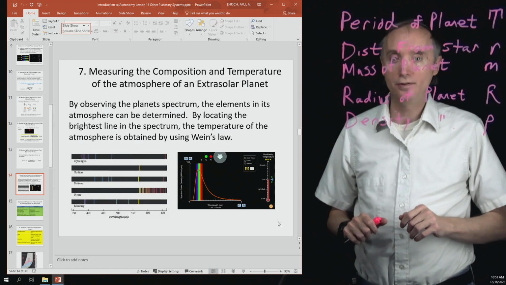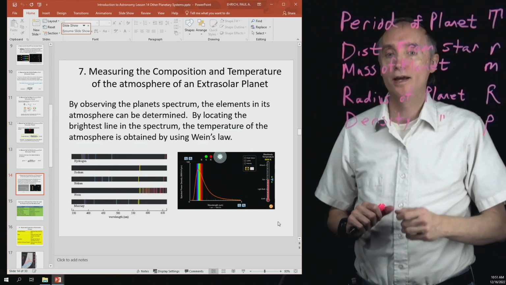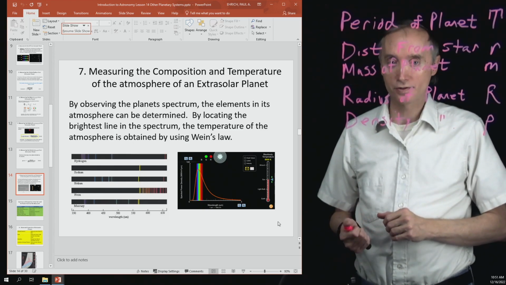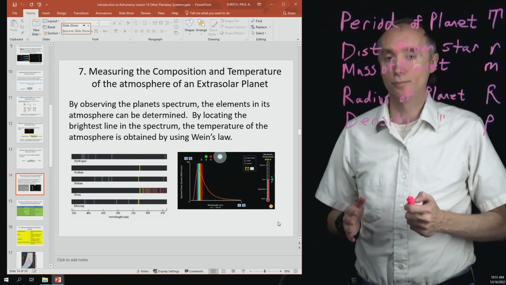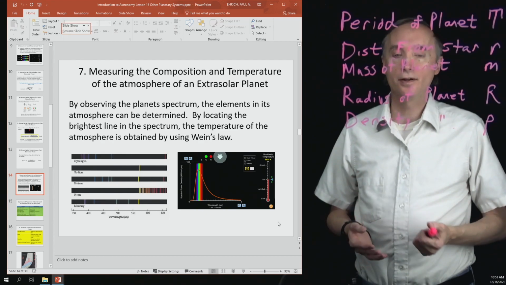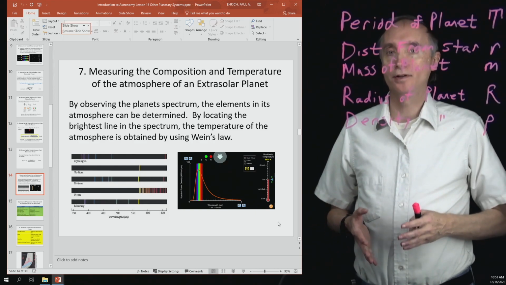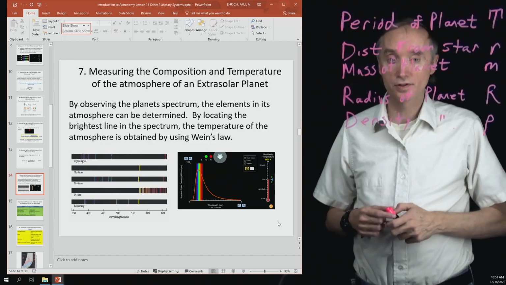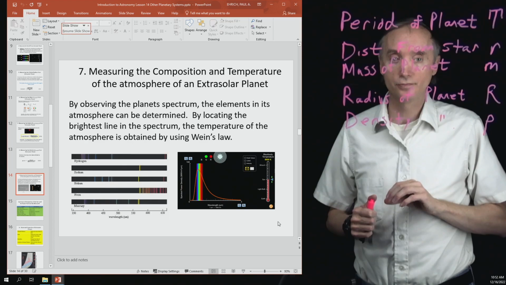Previously, we took a diffraction grating and put it on our telescope and measured the spectrum of the star, so the light given off by the star. Now we're going to measure the light given off by the planet. We should have learned in a previous lesson that every element in the periodic table has a unique emission spectrum. So it gives off a unique set of colors.